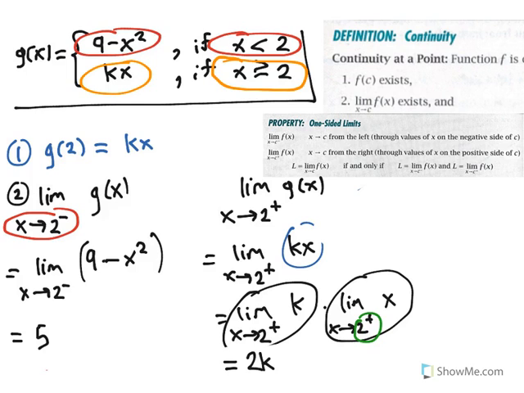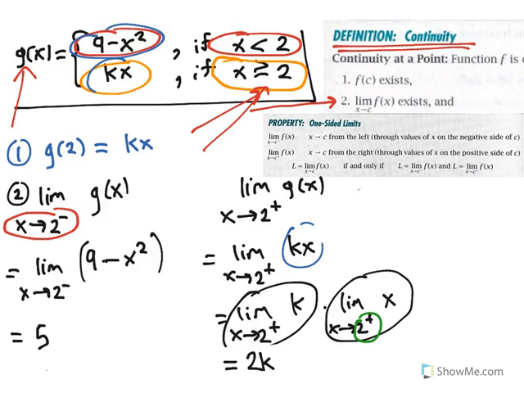So again, what is it that we're trying to make sure? We're trying to make sure that the second condition from the definition of continuity is satisfied. We're trying to make sure that the limit of the function g of x as x approaches 2 exists. But we need to look at one-sided limits because x equal to 2 is the transition point between these two different rules for the function g of x. So we've looked at the left-sided limit, which is equal to 5, and the right-sided limit as x approaches 2, which is equal to 2k.